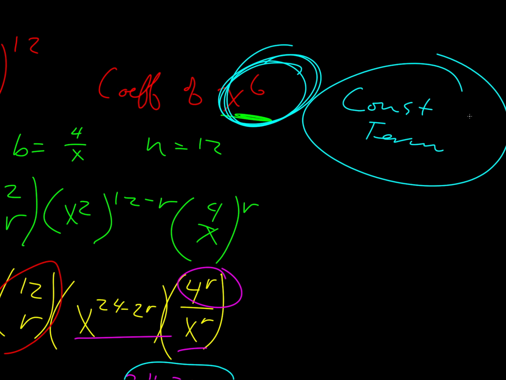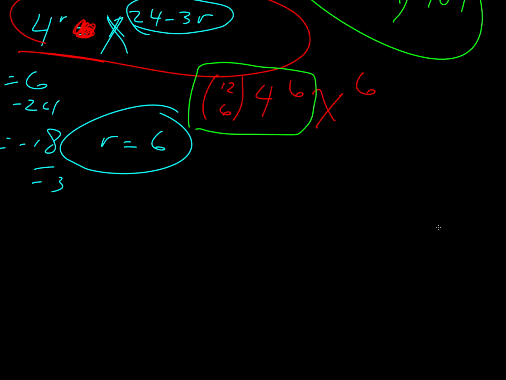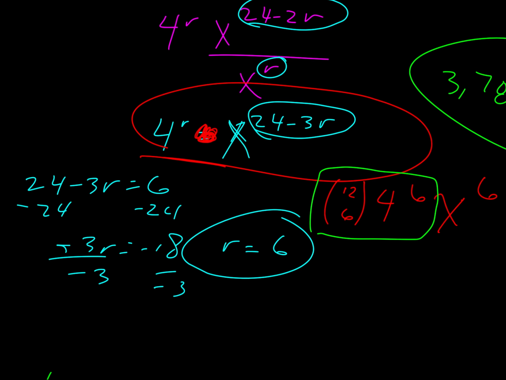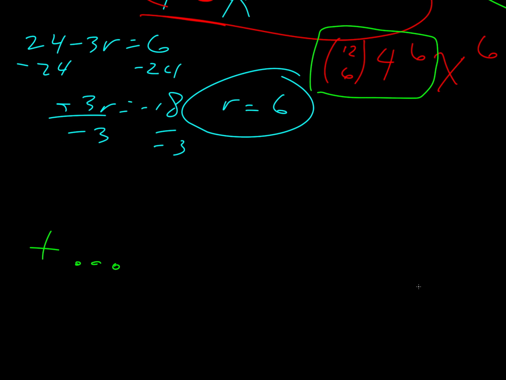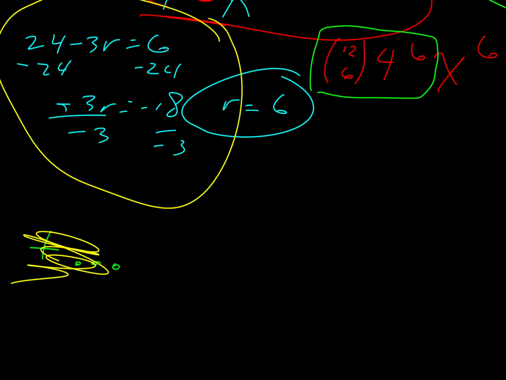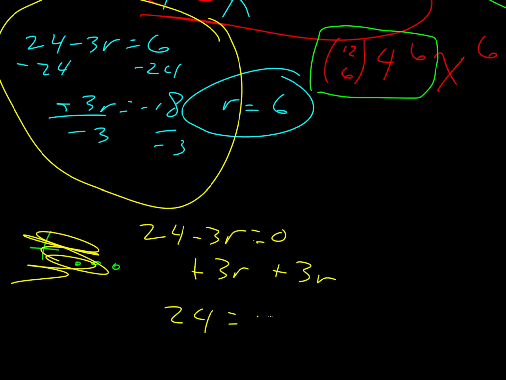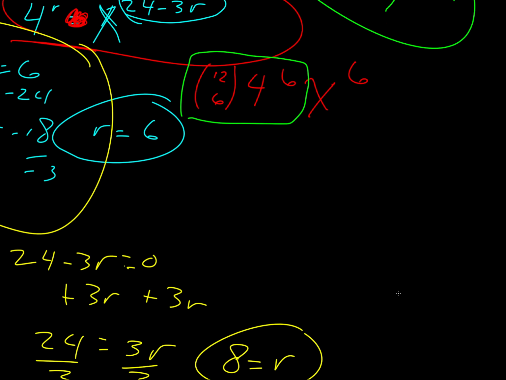So what we want is we want the exponent on the x to be 0. So we're actually going to just pick it right back up where we did the blue part right here. But instead of setting it equal to 6, we're going to set it equal to 0. So 24 minus 3r equals 0. I'm going to add 3r this time. 24 equals 3r, divide by 3, divide by 3, 8 equals r.